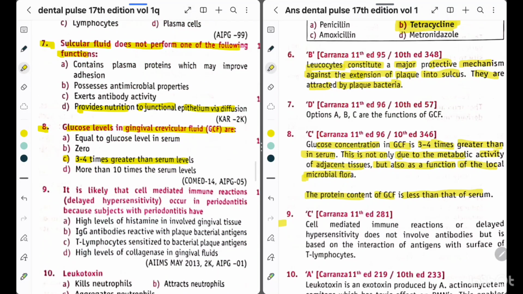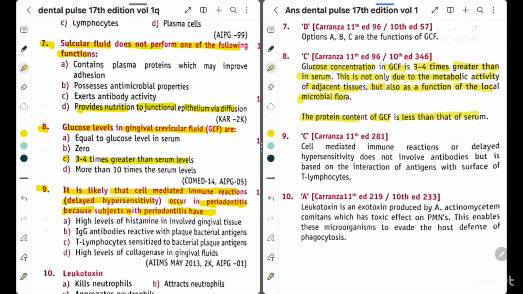Okay. Now question 9. It is likely that cell-mediated immune reactions, delayed hypersensitivity, occur in periodontitis because subjects with periodontitis have: option A, high levels of histamine in involved gingival tissue; option B, IgG antibodies reactive with plaque bacterial antigens; option C, T lymphocytes sensitized to bacterial plaque antigens; option D, high levels of collagenase in gingival fluid. So the answer is T lymphocytes sensitized to bacterial plaque antigens.